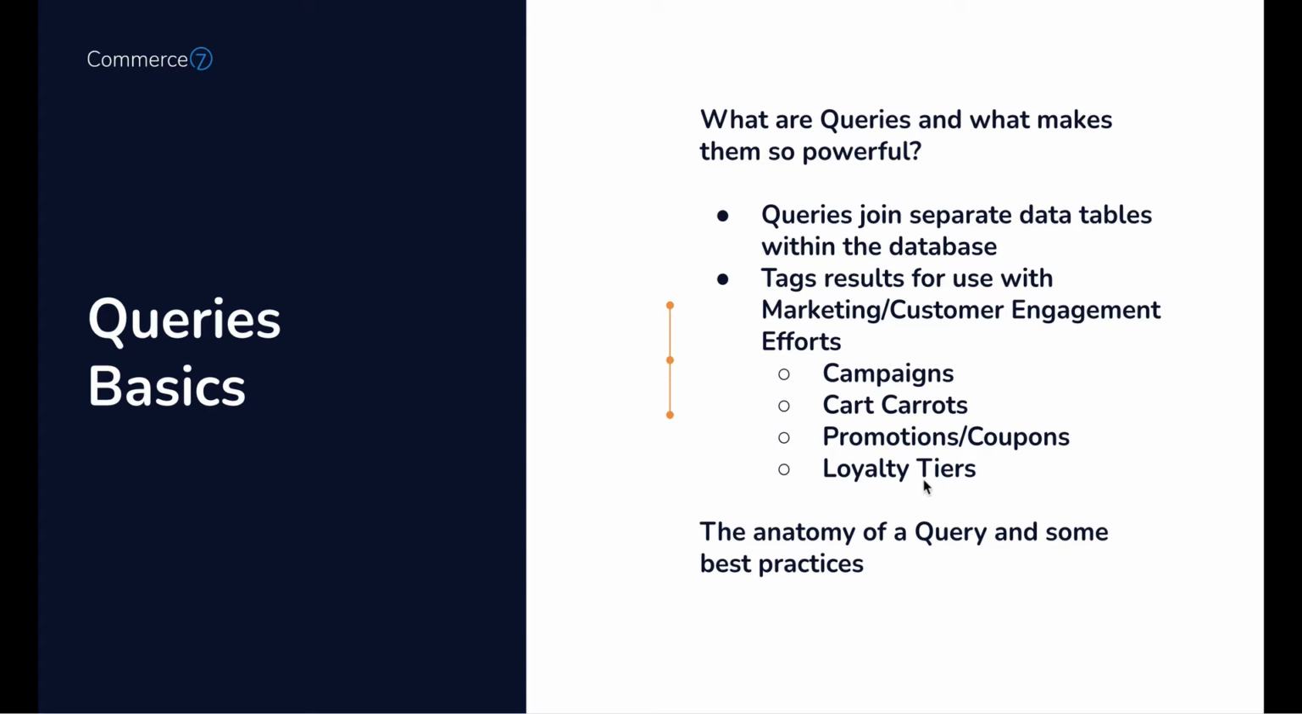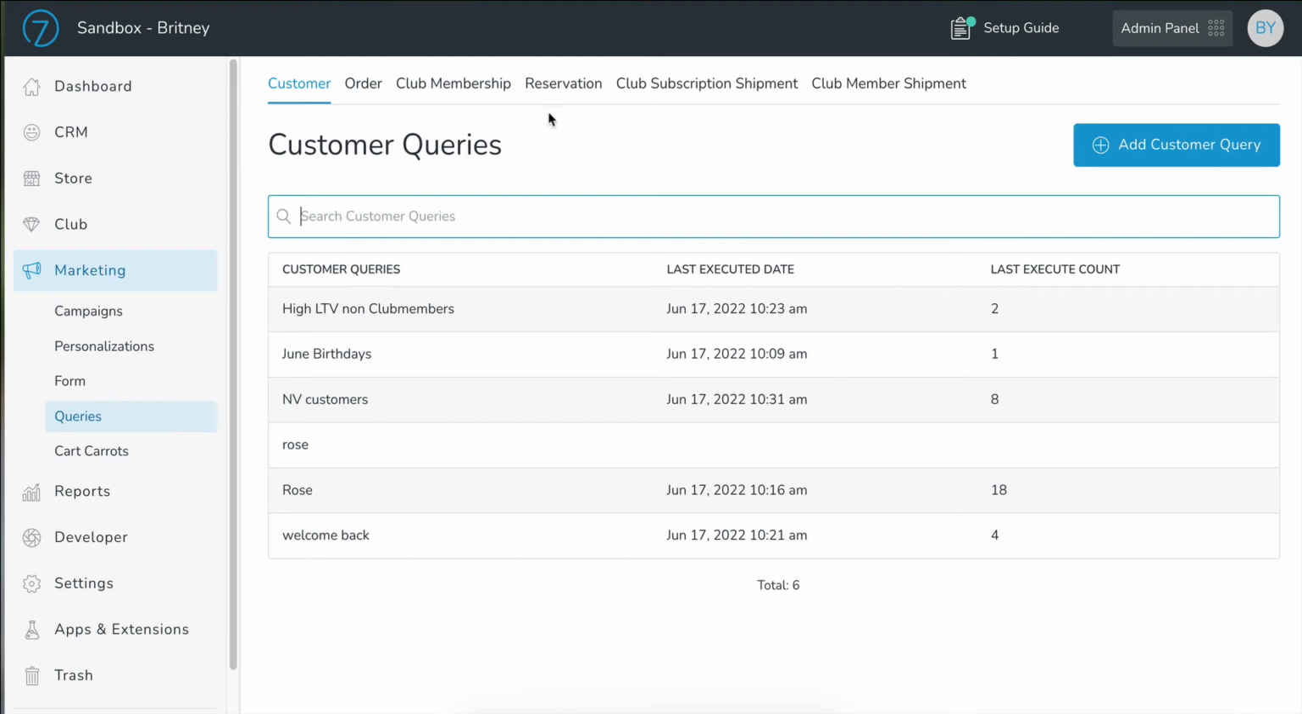So without further ado, let's take a look at the anatomy of a query and some best practices. The first thing to note up here when you come to the queries page is that there are many different kinds of queries that you can do. Customer queries, order queries, club membership, reservation, club subscription shipment, and club member shipment. So all kinds of queries depending on your task at hand.